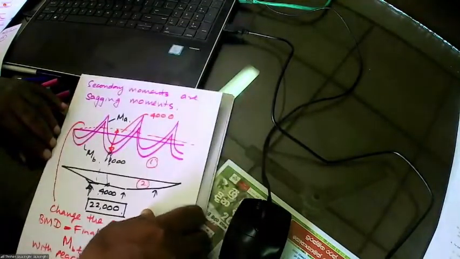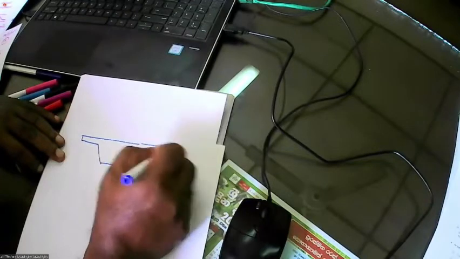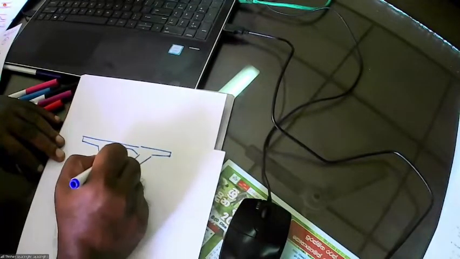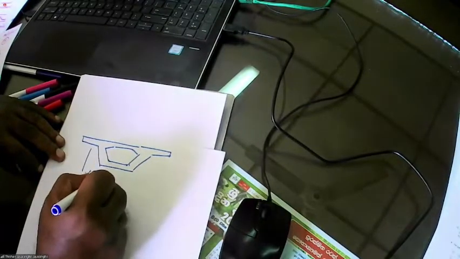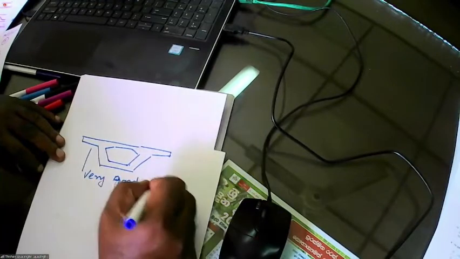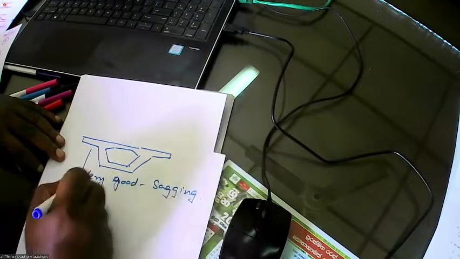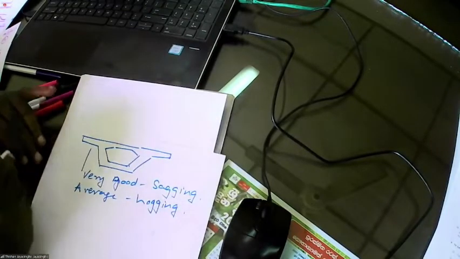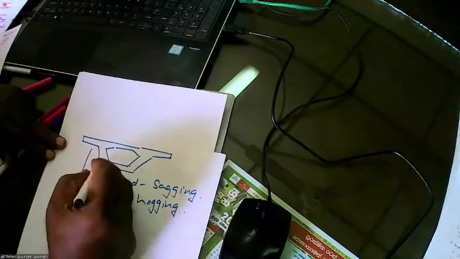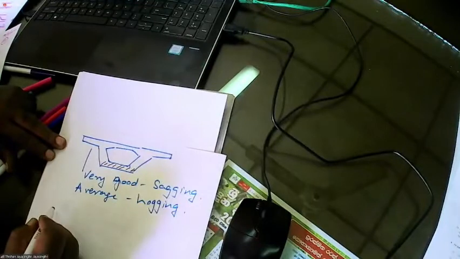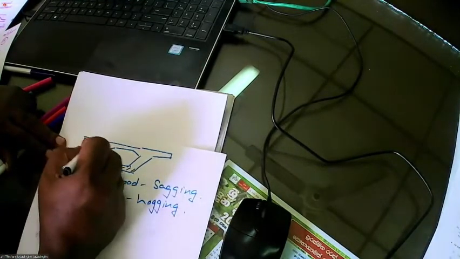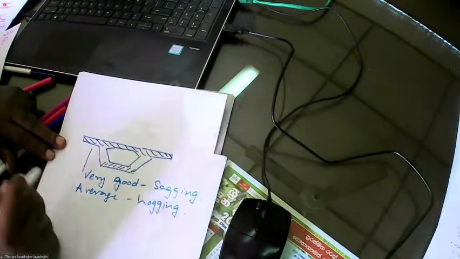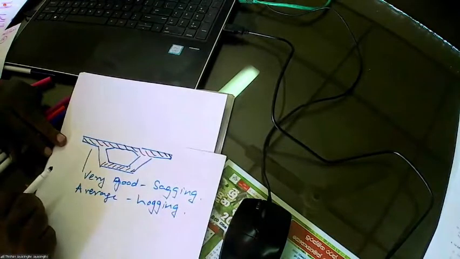Now let's look at the situation in a bridge. In a bridge, we get a large top flange, small bottom flange. So what can I say? Very good for sagging moments, average for hogging moments. Why? The bottom flange is small. For hogging moments, it is in compression and it's small. For sagging moments, this whole thing is in compression. Very good. Huge compression area.